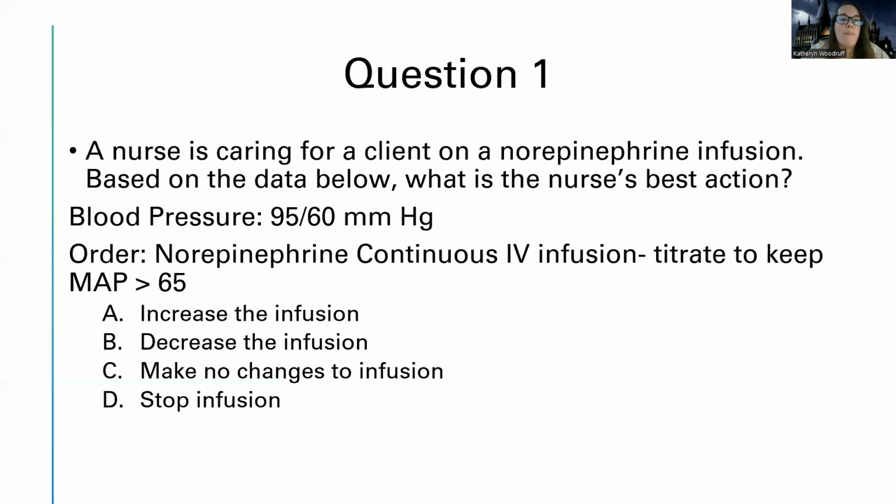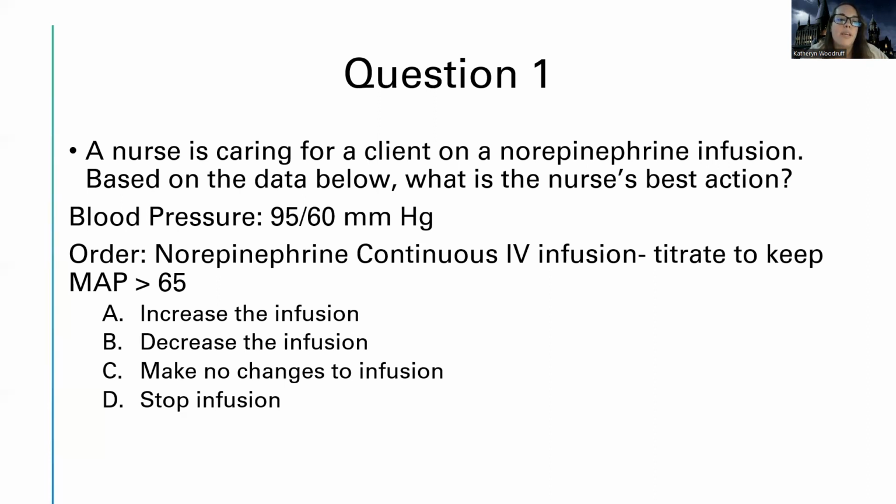So if my MAP is 71, where am I at? Am I good? Am I high? Am I low? It looks like I'm trying to stay above 65. Well, 71 is above 65. So at this time, it looks like I don't need to make any changes to my infusion. Right now, I don't have to make any changes, but it does say to titrate to keep MAP greater than 65. I'm at 71. So officially, I'm above that 65. So I could decrease the infusion.